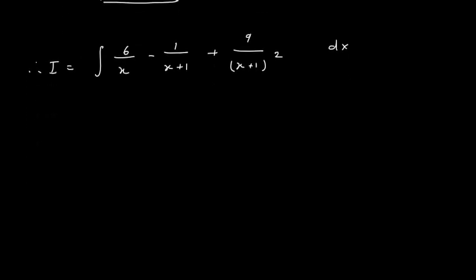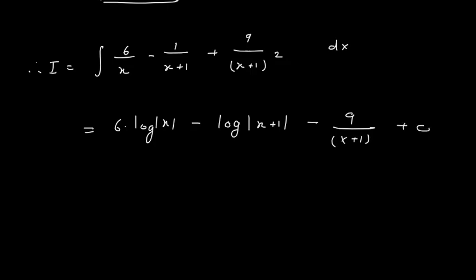So its integration will be 6 into log x minus log of x plus 1, and minus 9 upon x plus 1, plus c. The integration of 1 upon x plus 1 the whole square, you can assume that it is x plus 1 power minus 2, and this is what you get on integration. So this is your final answer.